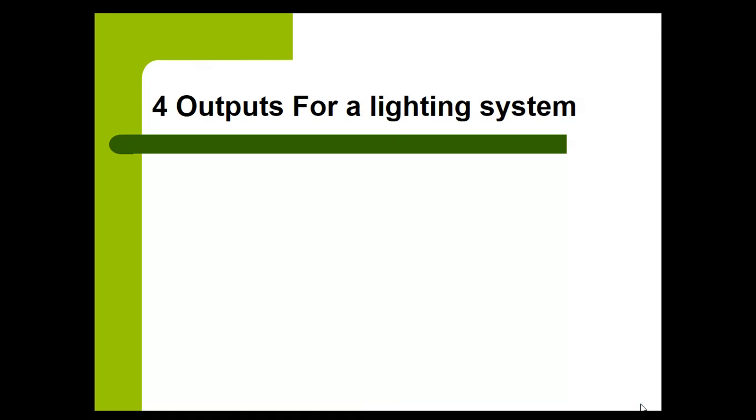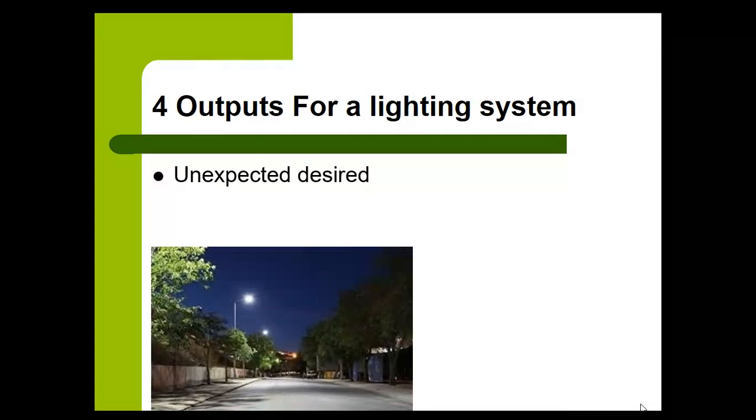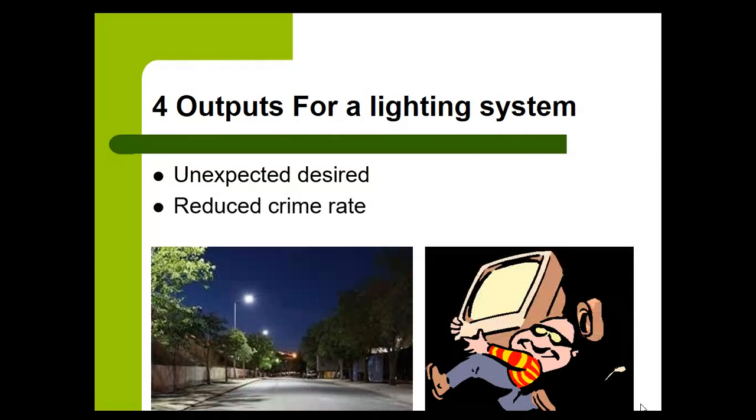The next one is unexpected and desired. For instance, when cities and towns first put up lights all over the place, it helped to reduce the crime rate. People feel more comfortable when there is light, unless they're trying to do something wrong, in which case they feel more comfortable without it. So that's an unexpected desired result, reducing crime rate.